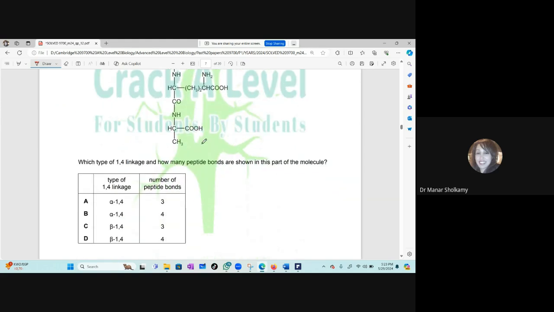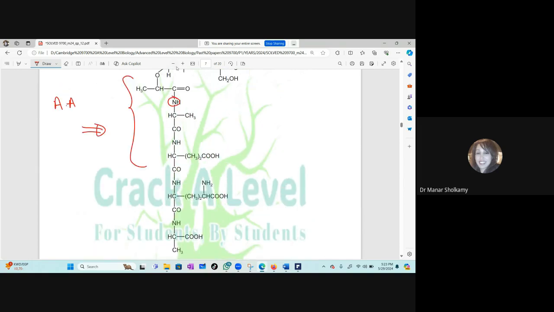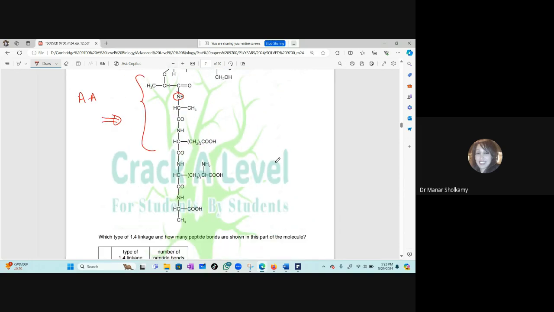Now let's see the question. Which type of 1 to 4 linkage and how many peptide bonds are shown in this part of the molecule? Now, how many peptide bonds are in this molecule? Let's see. One, two, three. Why 3? Here is 1, here is 2, here is 3, four. Because the peptide bond, yes, is 4.